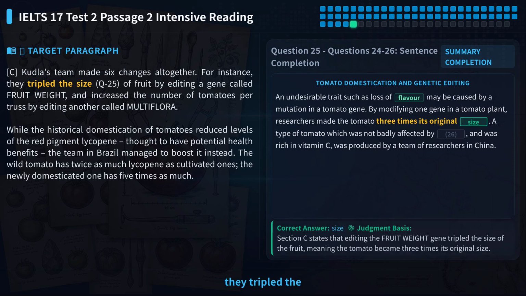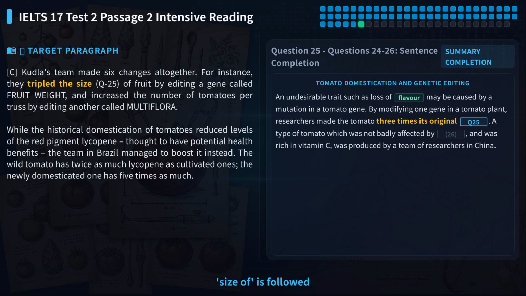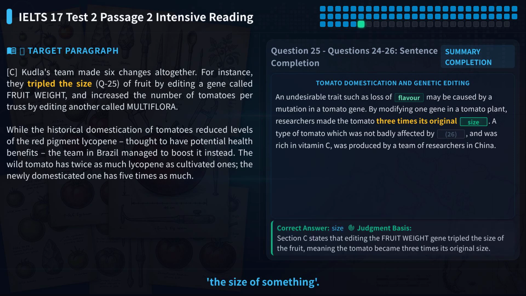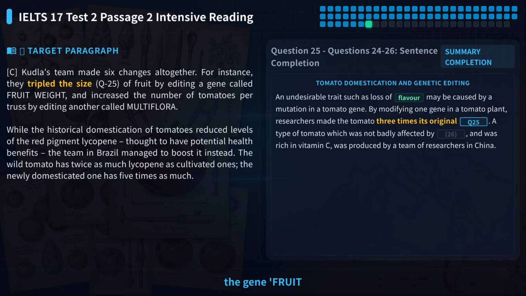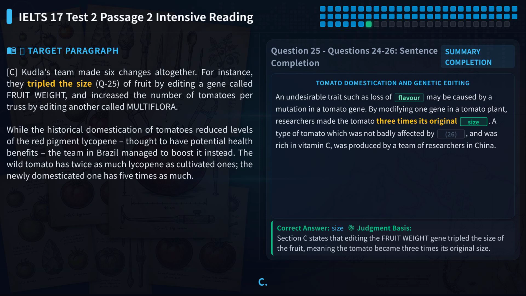The statement says they tripled the size of fruit by editing a gene called fruit weight. The blank is after size of, so we need a noun. Grammatically, size of is followed by a noun, meaning the size of something. The word size before the blank is a key clue, telling us to look for a word related to size. The statement mentions the gene fruit weight, so we go to paragraph C. The first sentence says, Kudla's team made 6 changes altogether, then gives an example, they tripled the size of fruit by editing a gene called fruit weight.